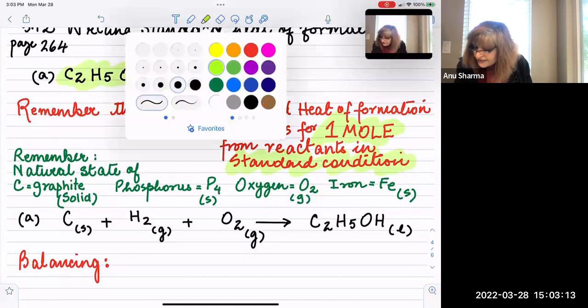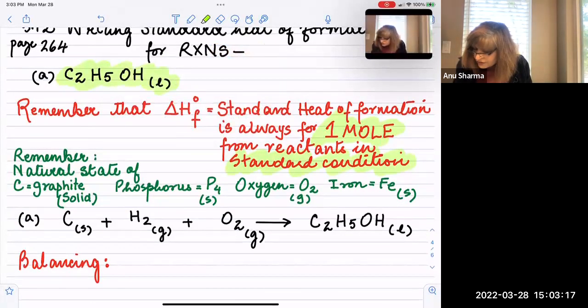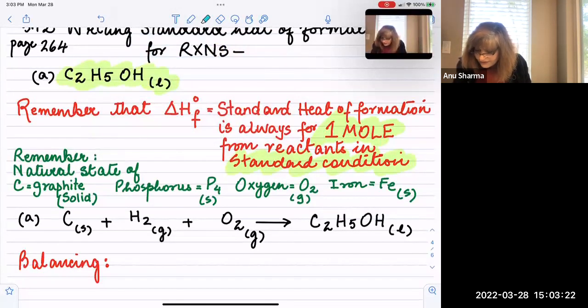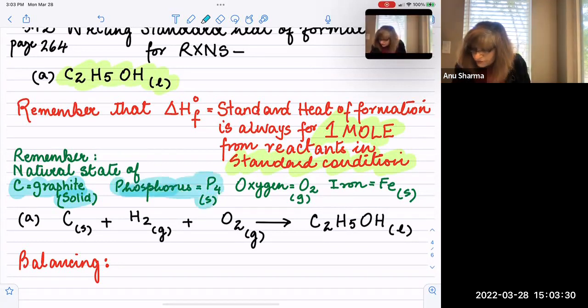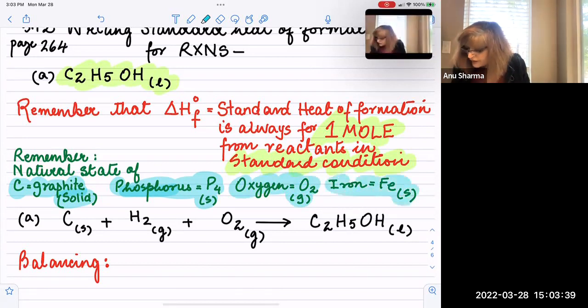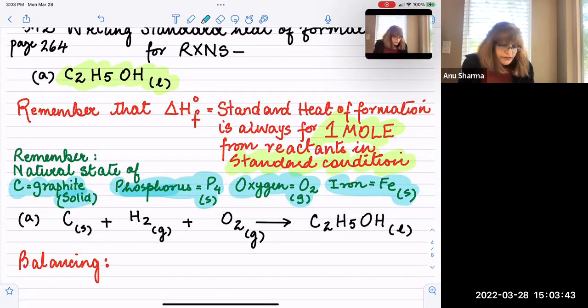For graphite, the natural state is solid carbon. Carbon exists in its natural state as graphite, which is solid. The natural state of phosphorus is always solid, and it is P4. Oxygen, as we said, is always O2, in the gaseous state. Iron is always solid. So for these elements, the value of delta H is going to be 0.